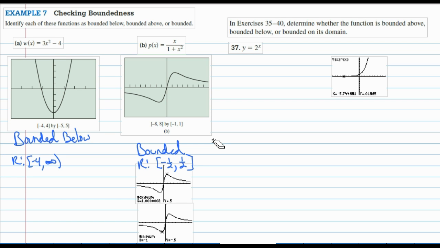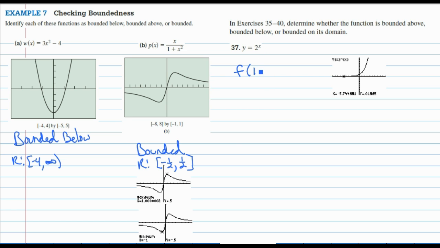Now try problem number 37 says determine whether the function is bounded above, bounded below, or bounded on its domain. So first of all, y equals 2 to the x. I graphed that in my calculator, so you might already say, oh, I know this. Okay, but let's look at it a little bit closer. Y equals 2 to the x. Now, let's look at some extremes.